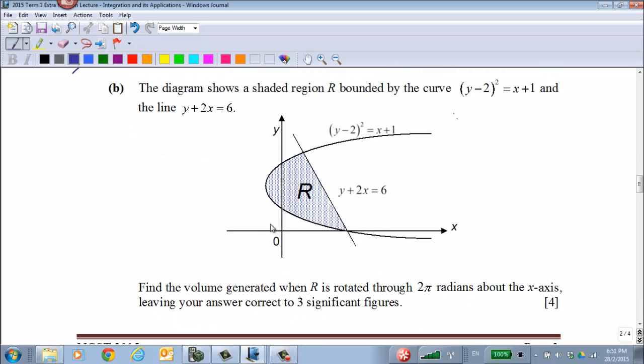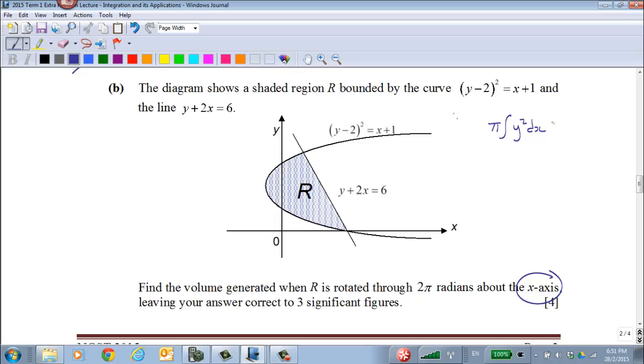So how to then do part B: we have these two curves and we are supposed to find the volume generated when R, this area, is rotated about the x-axis. The thinking process is, if it's rotated about the x-axis, the formula that you can use is pi y squared dx.